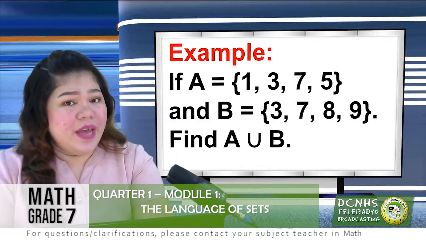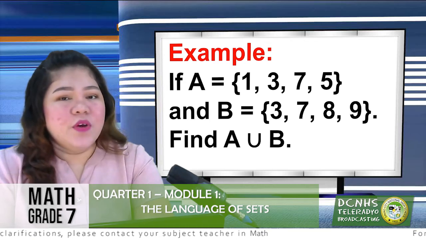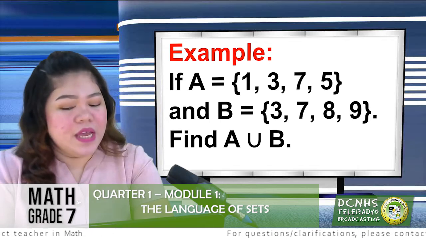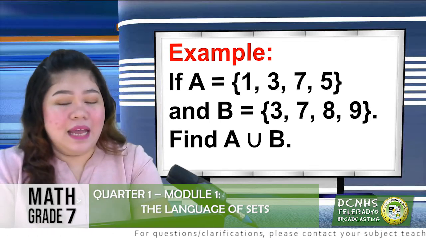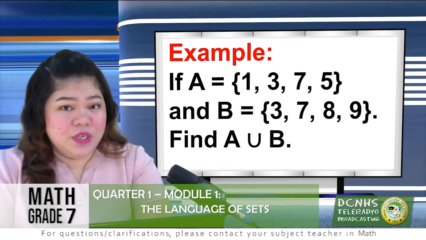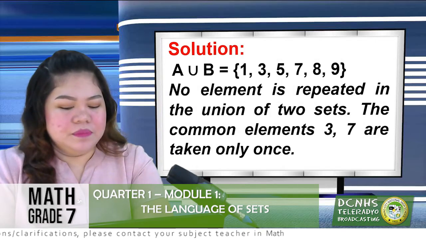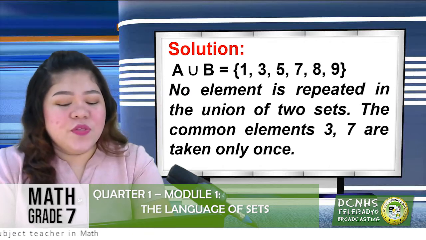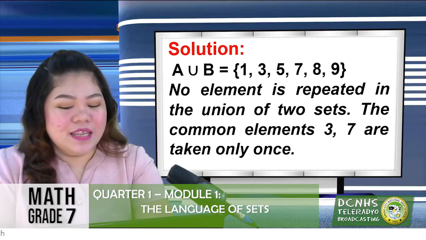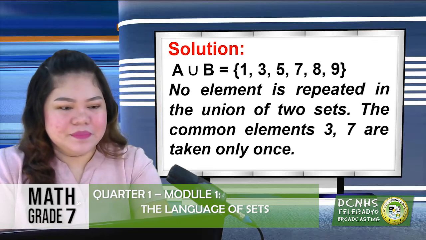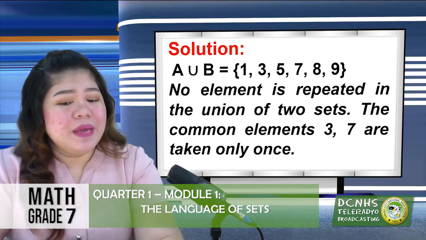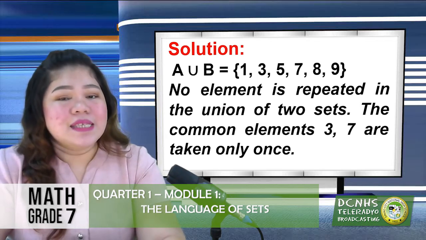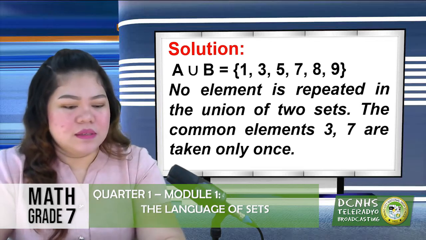Example, if A is equal to the set of 1, 3, 7, 5, and B is equal to the set of 3, 7, 8, 9, find A union B. Solution. A union B is equal to the set of 1, 3, 5, 7, 8, 9. No element is repeated in the union of two sets. The common elements 3, 7 are taken only once.